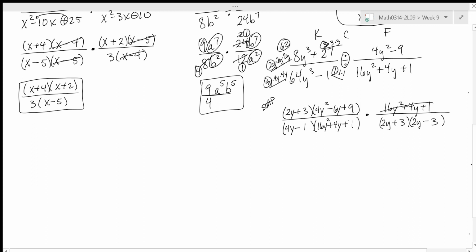Let's start with the big guys. What else? 2y plus 3. What else? Is that it? Well, we're done. So the answer is 4y squared minus 6y plus 9 all over 4y minus 1 and 2y minus 3. That's the answer. Do we not factor the 4y squared minus 6y plus 9?